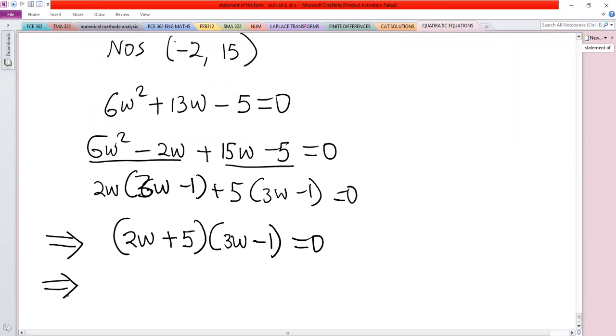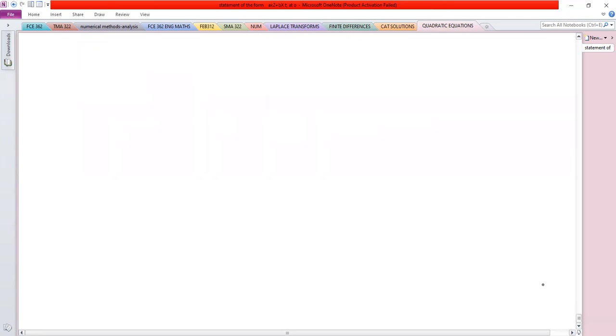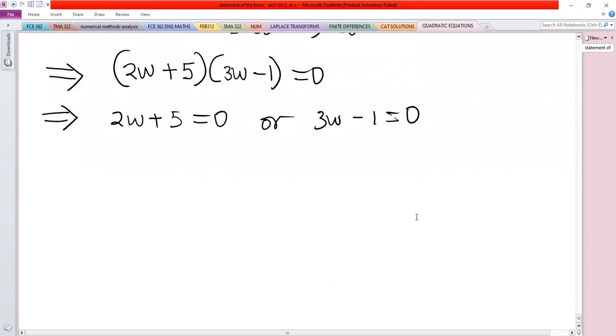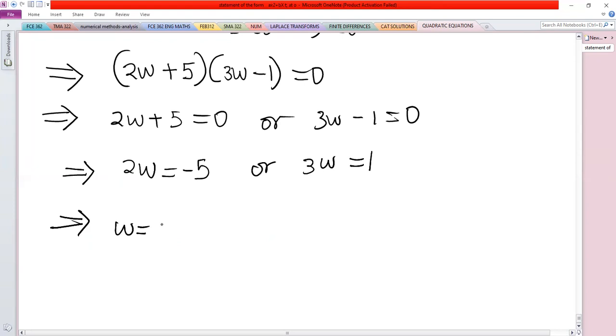Which means 2w plus 5 equals 0, or 3w minus 1 equals 0. Which means we'll have 2w equals minus 5, or 3w equals 1, which implies w equals minus 5 over 2, or w equals 1 over 3.